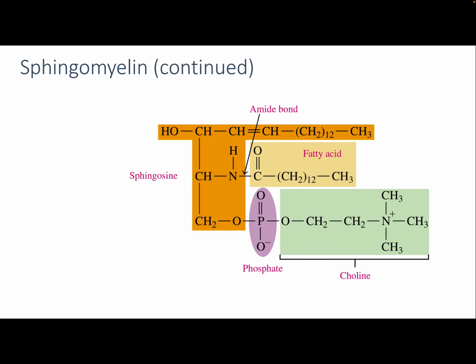Now, sphingomyelins, these are abundant in the brain, in the white matter, and in the myelin sheath. This is the coating around the nerve cells. I can't spell. Myelin sheath. This insulates the nerve cells so that it can send signals over a distance.